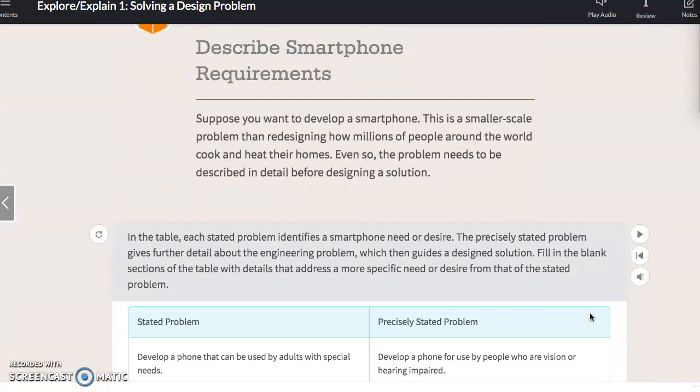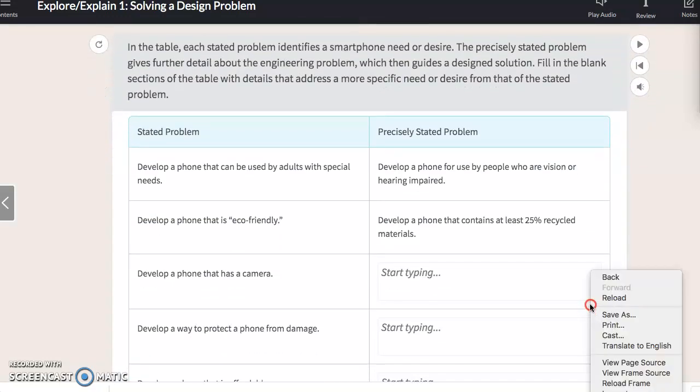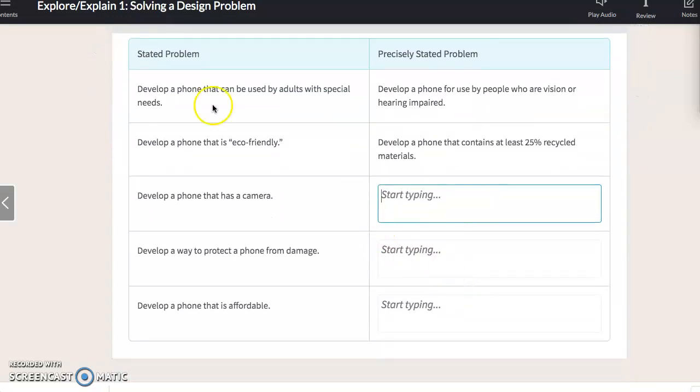Okay, now we're going to describe a smartphone. If you want to develop a phone that can be used by adults with special needs, you have to develop a phone for people who have special needs. So they gave more of a specific example. So this is the problem, but more precisely, people who have vision or hearing issues. Develop a phone that's eco-friendly. That more specifically means 25% recycled materials. Develop a phone that has a camera.